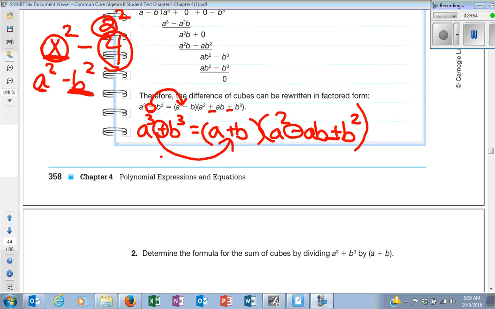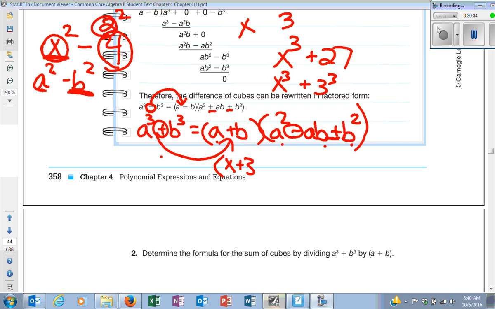So even if I gave you that other example, let's try another one. x cubed plus 27. Do I really care about the 27? What do I need it written as? Something cubed, so I can find my a and I can find my b. So x cubed, I can rewrite this as 3 cubed. Why? Because now I know my a is really x, and I know my b is really 3. And then I just plug in down here. So it becomes x plus 3, and then x squared minus 3x plus 9. Making sense?